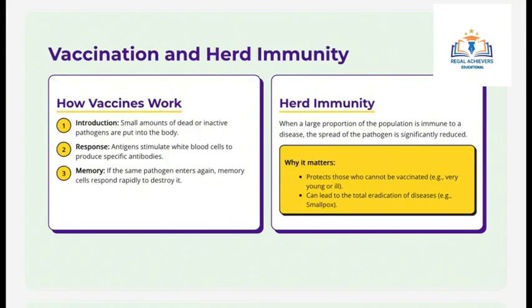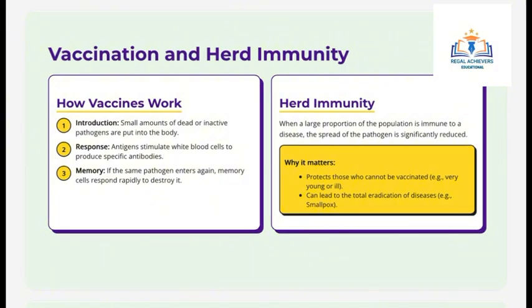Vaccination is a powerful tool that trains your immune system to fight off future infections. We're building on our understanding of the immune system from the last slide. When you get vaccinated, your body learns to recognize and fight specific pathogens without actually getting sick. This creates memory cells. So if you encounter the real pathogen later, your body responds much faster and more effectively.